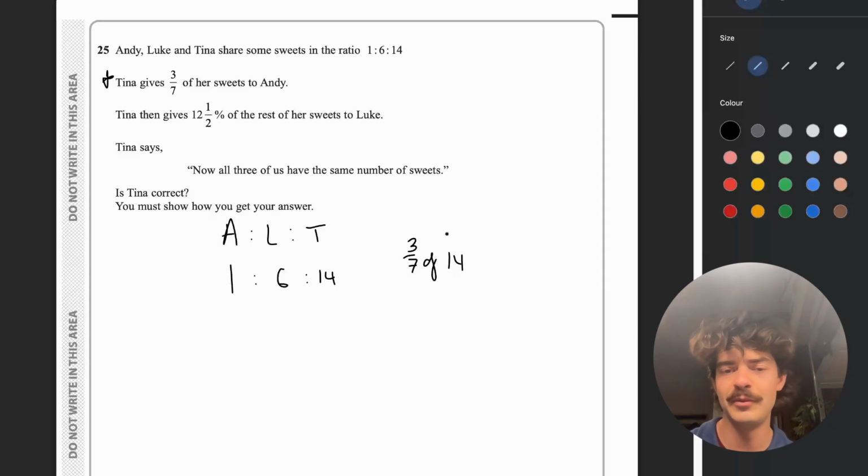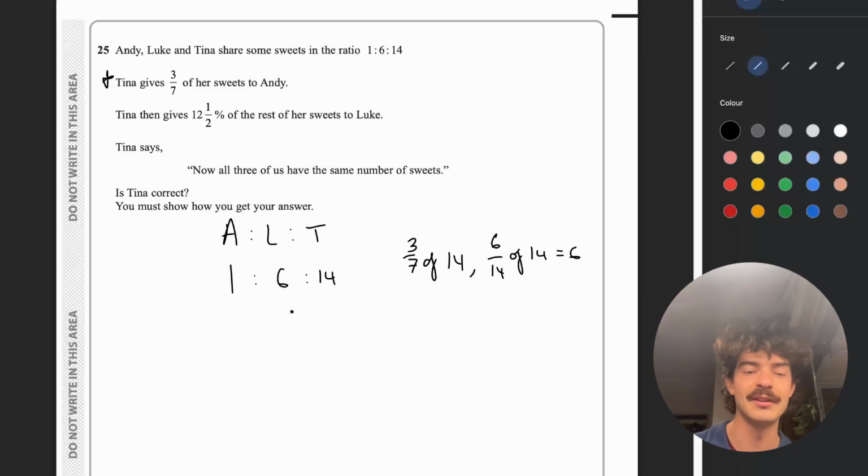Well, we can think about this by actually scaling up our fraction, 6/14. And 6/14 of 14 is clearly 6, right? So Tina's taking 6 of her sweets and giving them to Andy. Okay, so let's actually just do this in steps. So step 1, 6 of Tina's sweets have left her account, I suppose, and now Andy's got them. So Andy's now got 7, Luke has 6, and Tina has 8.